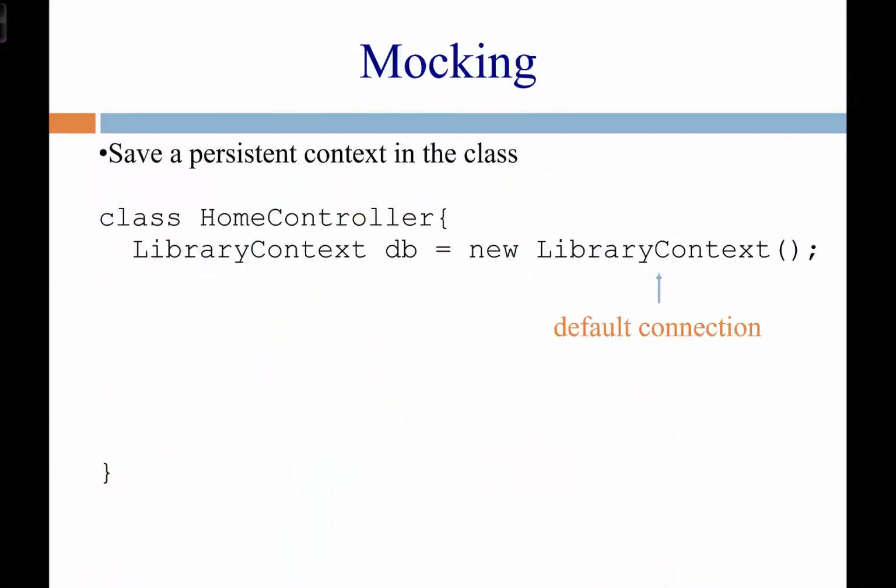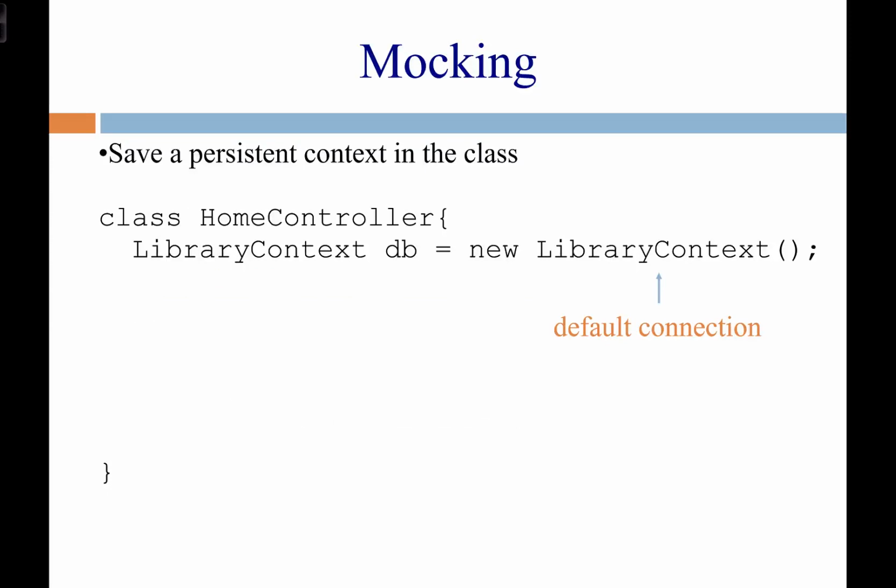So that looks something like this. This is the home controller class. We make the library context a member of the class instead of declaring a new one for every query. And by default, we can just let it use the default connection. So just db equals new library context.